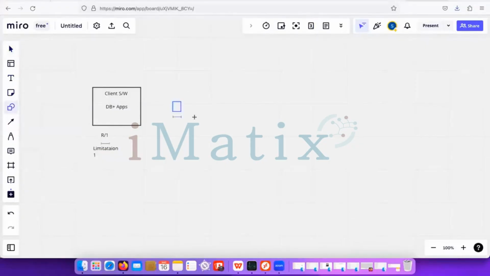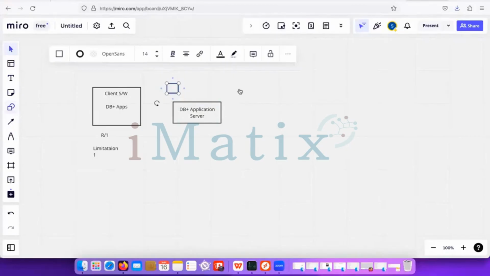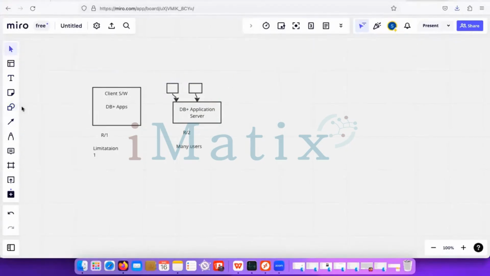R2 architecture has come. In R2 architecture we have the database plus application server running in one machine, and multiple client software users can connect. Here we have many users, but there is a limitation, the limitation of the server. Suppose one application server can handle up to 5,000 users, then only that many users can log in to the server.